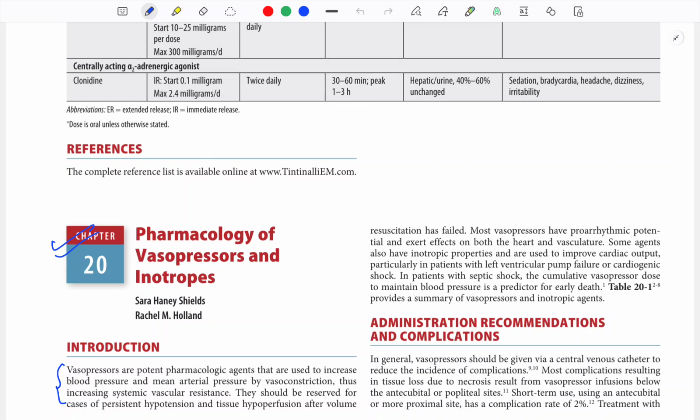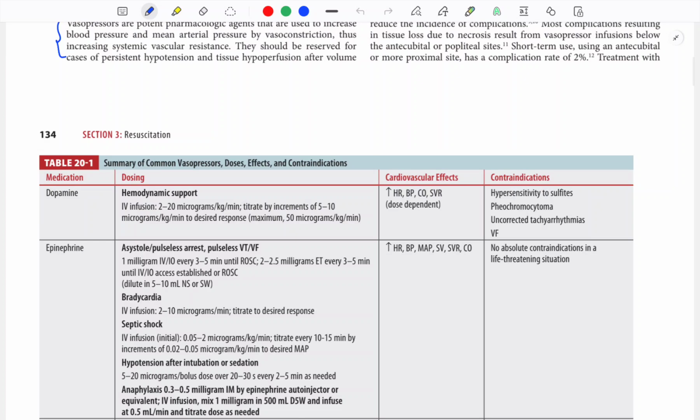Ideally, vasopressors should be given via a central line. If you do not have a central line, take a line above the antecubital fossa, likely in the EJV. If there is extravasation, inject phentolamine locally using a fine needle. If there is sudden vasoconstriction and localized tissue necrosis, you can apply nitroglycerin ointment rapidly to reduce the tissue loss. Here is a summary of common vasopressors, their doses, effects, and contraindications.